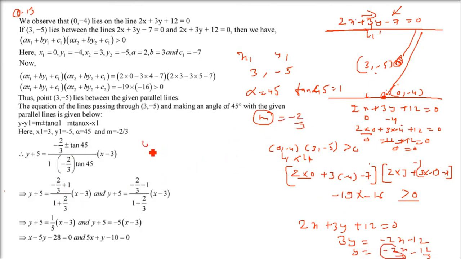Okay, you know everything now. So y - y1 = (x - x1) times (m ± tan alpha) / (1 ∓ m tan alpha). All values I told you, just put them here and these two equations will come. In place of m, put -2/3, and in place of tan 45, you put 1. So this is all about this exercise.